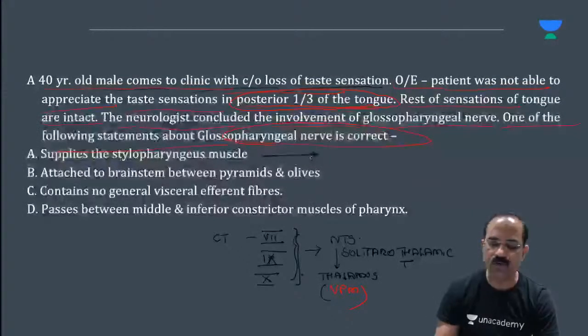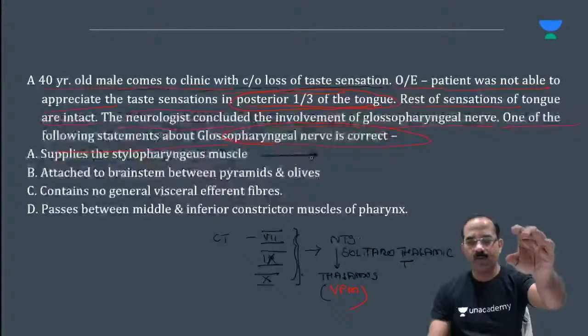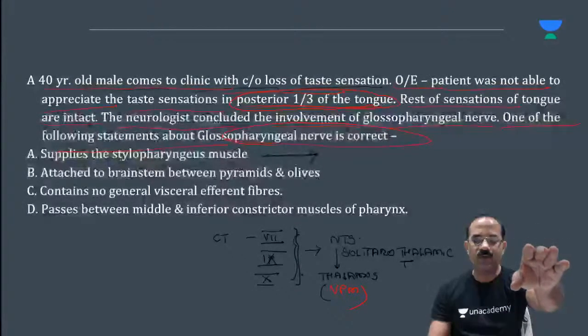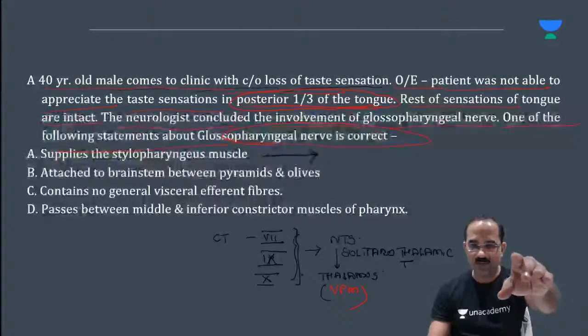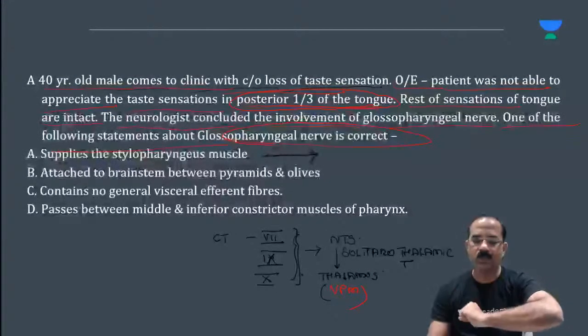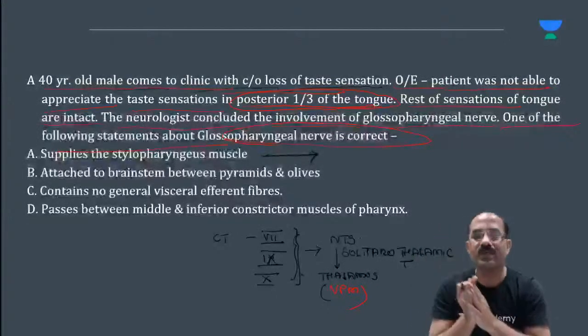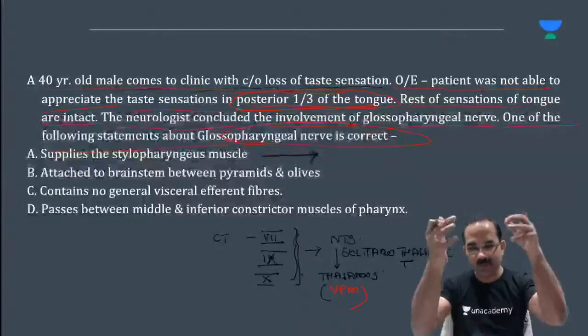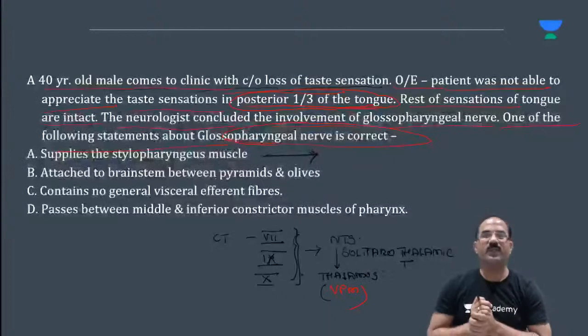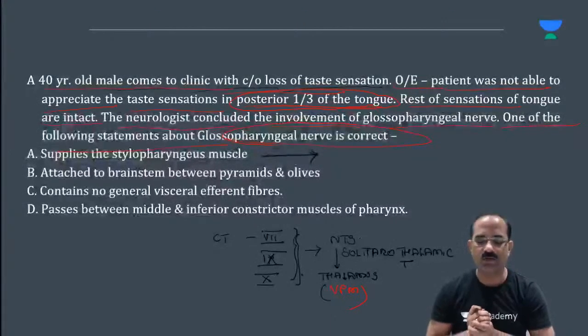It supplies the stylopharyngeus. And if you can quickly tell me, students, what is the name of the nucleus of the glossopharyngeal nerve that supplies the stylopharyngeus? Meaning, the glossopharyngeal nerve will have a specific nucleus inside the brain stem to supply the stylopharyngeus. Can anyone tell me the name of the nucleus of the glossopharyngeal nerve?